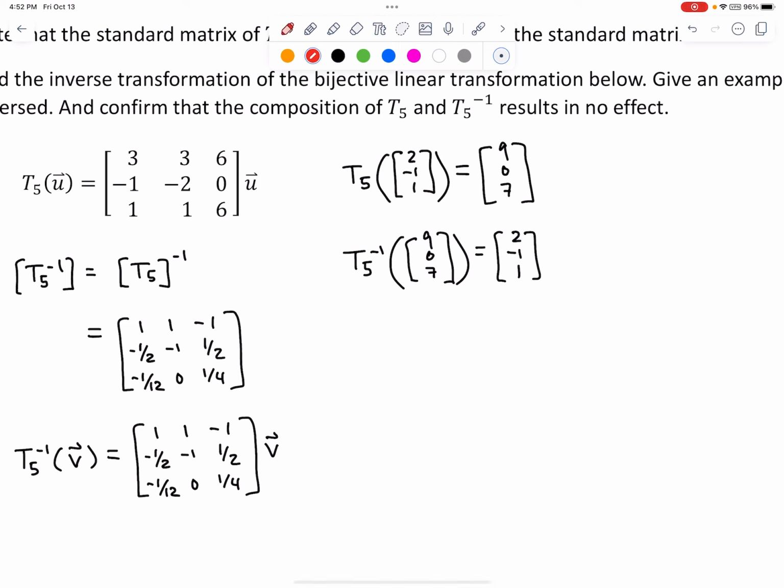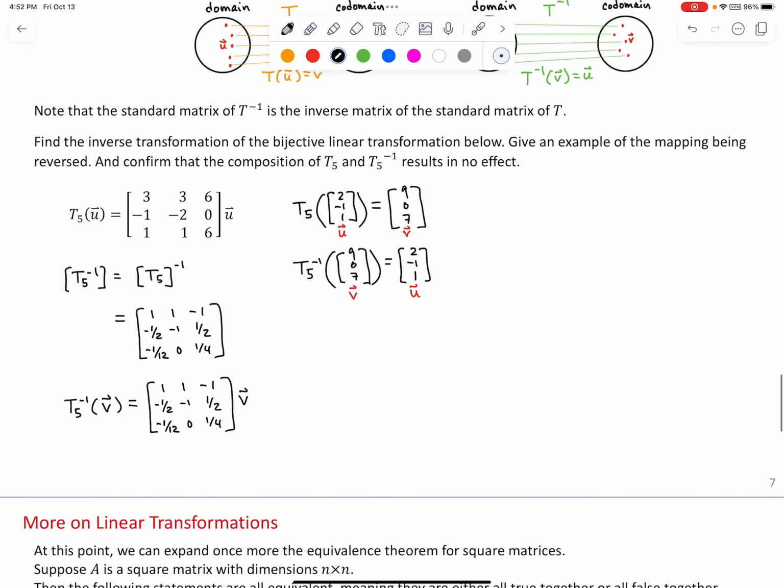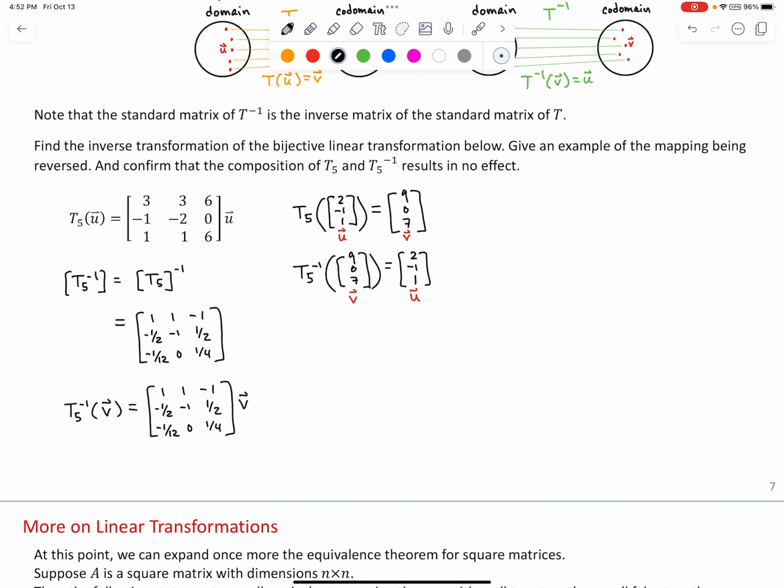So if I call this first input vector u and it's this output vector v, we can see that T5 inverse of v does take us back to u. We can show that in general, when you compose a transformation and its inverse, it has no effect or takes you back to where you started by doing the following.